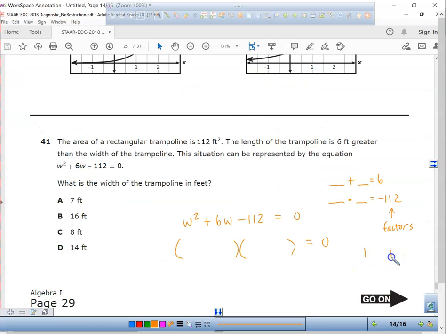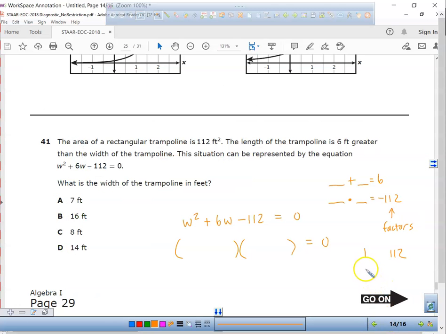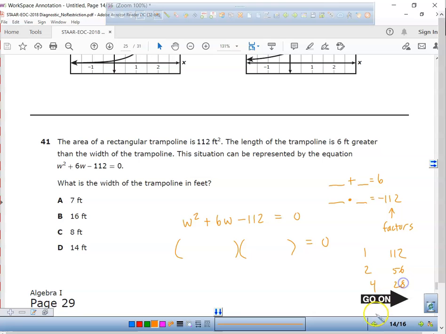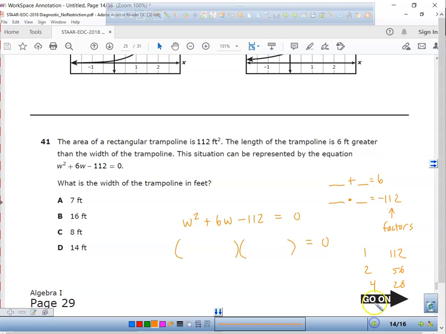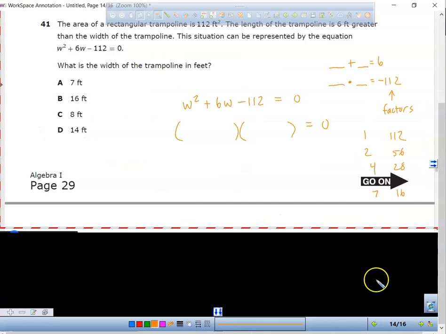So we go 1 and 112. Then we had 2 and 56, 4 and 28. All right, we had 7 and 16, right? And last but not least, 8 and 14. Of these suspects, we've got to bring 2 of them to jail. Only there's one guilty party and the rest are innocent.